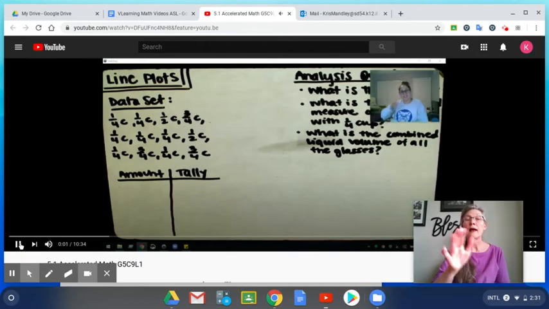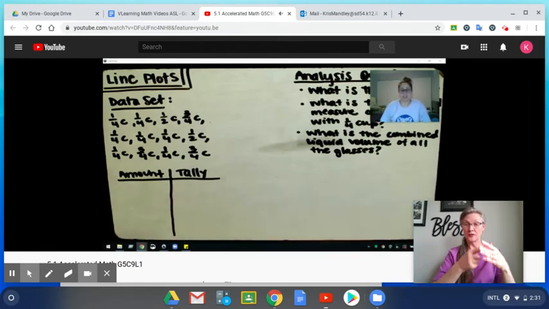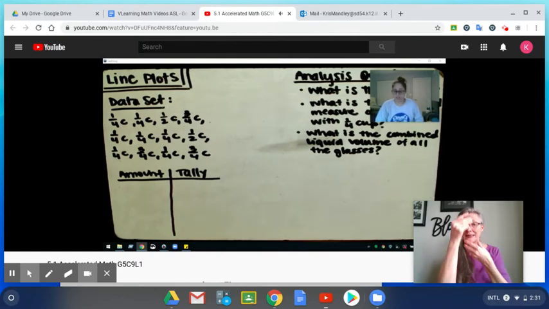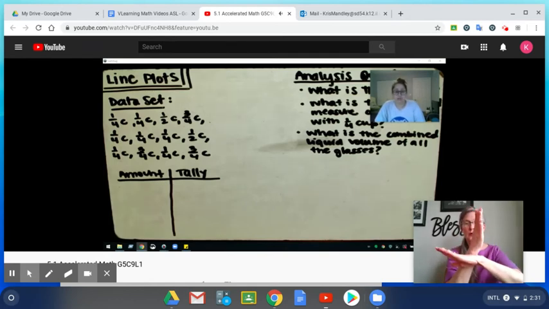Hey math class, so we are starting our next chapter of math. This chapter is all about data and gathering data and analyzing it and representing it. And so we're going to start off with line plots, which you're familiar with from our previous chapter. We'll move into coordinate grids, so thinking about plotting ordered pairs on a coordinate grid. And then we'll move into line plots.